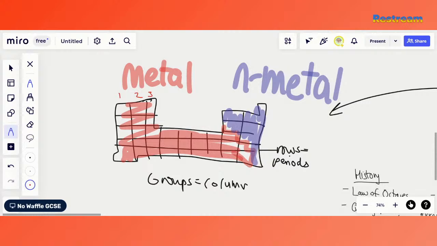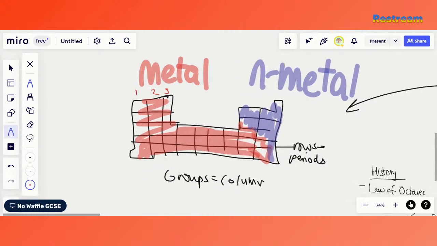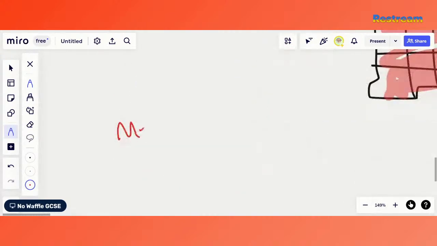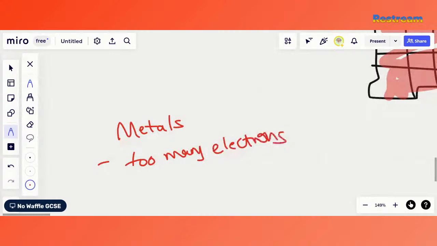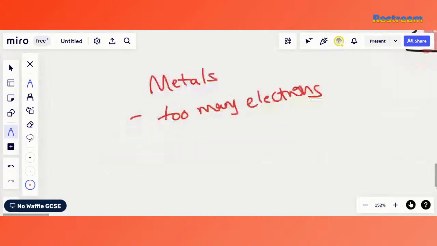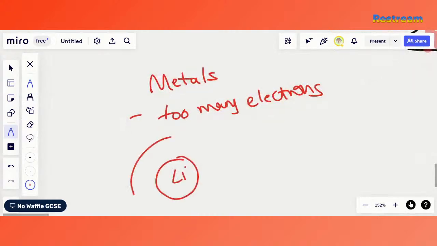So most elements are metals, as we said. Metals form positive ions. What does this mean when we say metals form positive ions? So metals therefore have too many electrons. The whole goal of these elements is to form a full outer shell. And metals always seem to have 1 or 2 or 3 or 4 extra on the outer shell, such as, let's look at lithium. Lithium has 1 on the outer shell.